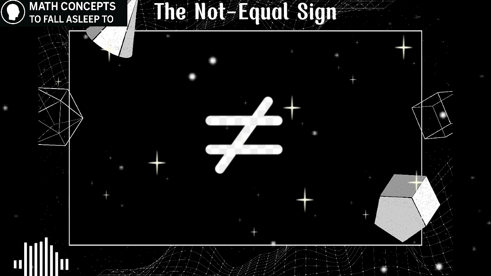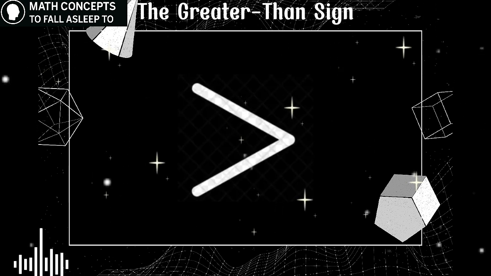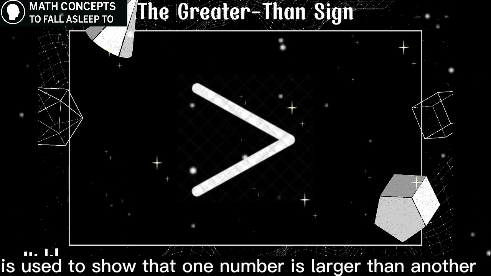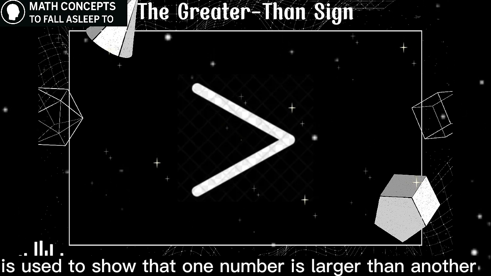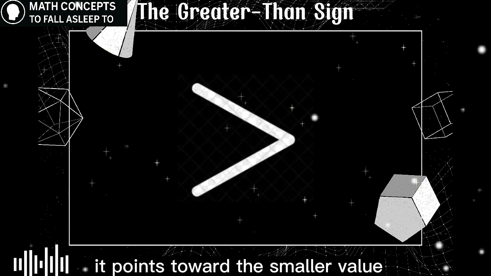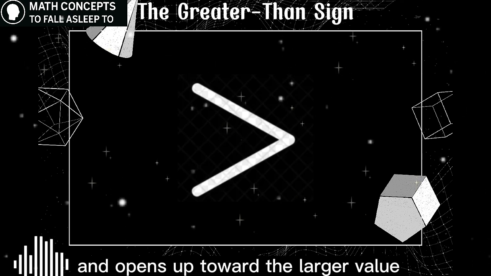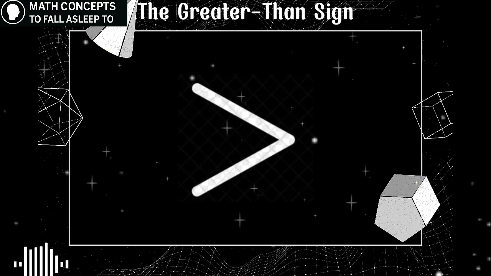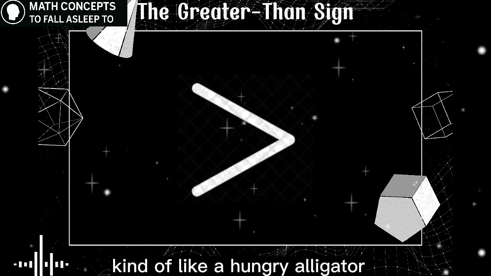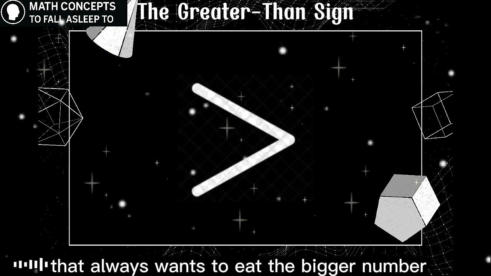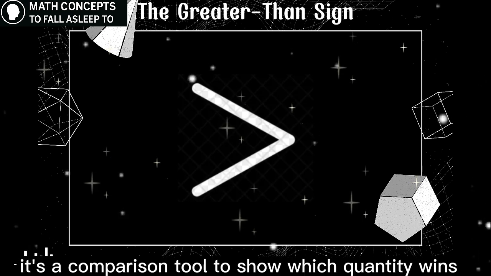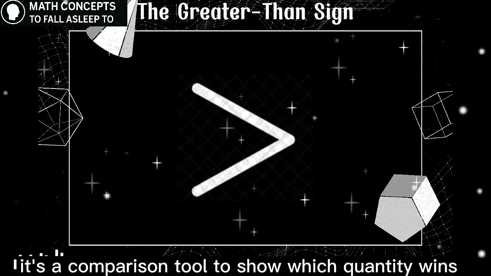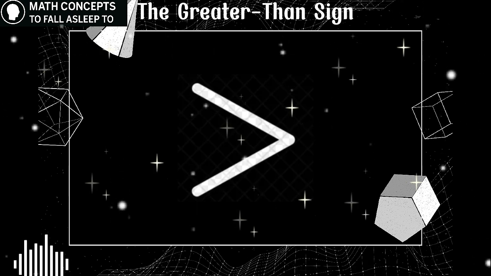bill. Meaning and function. The greater than sign is used to show that one number is larger than another. It points toward the smaller value and opens up toward the larger value. Kind of like a hungry alligator that always wants to eat the bigger number. It's a comparison tool to show which quantity wins in size.